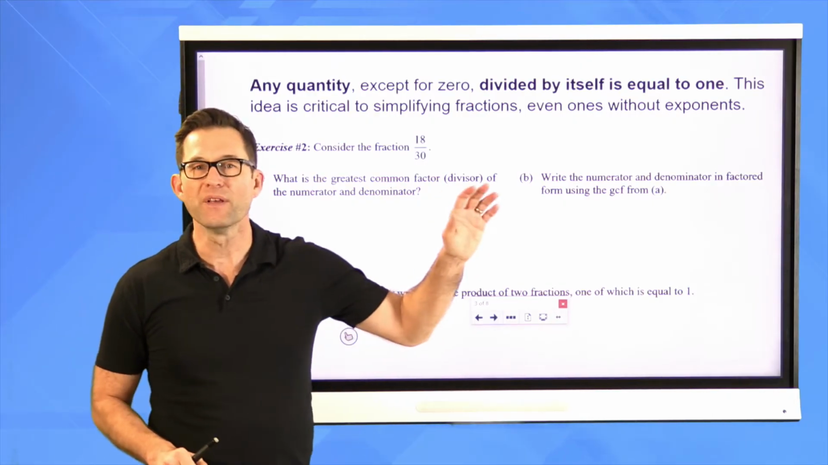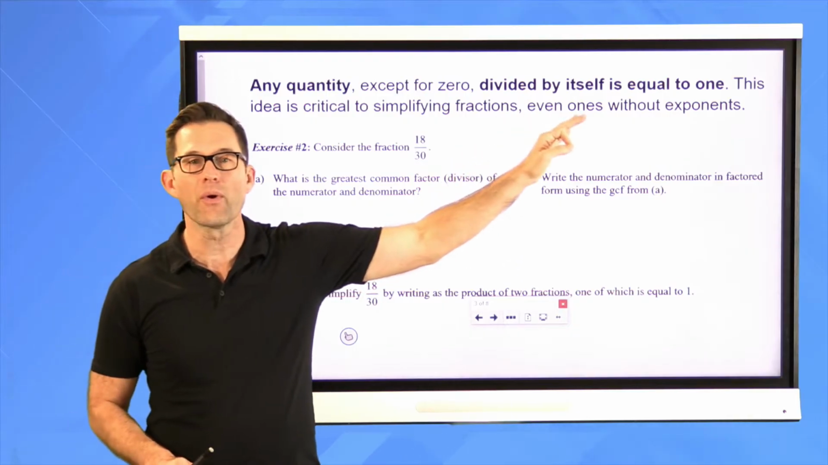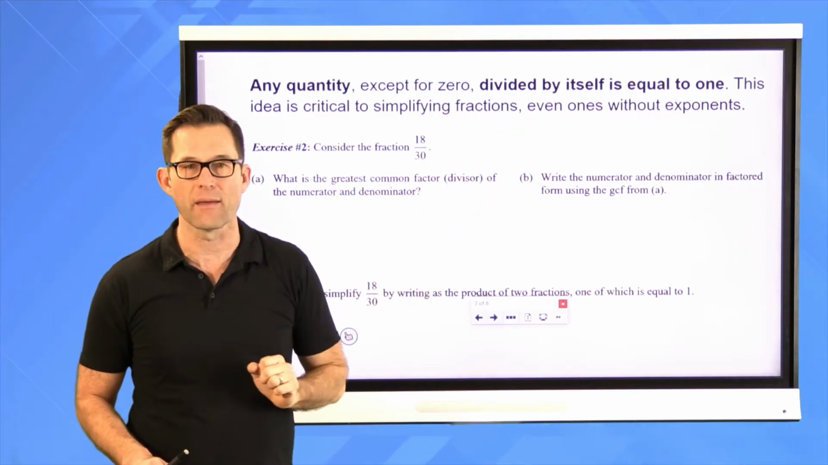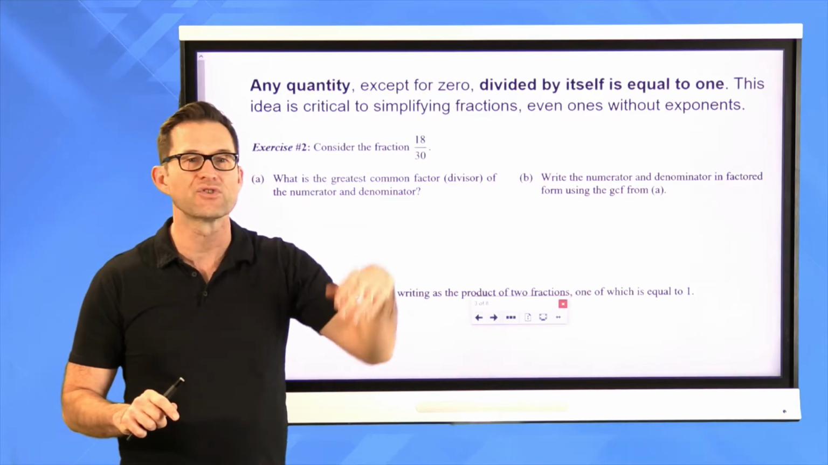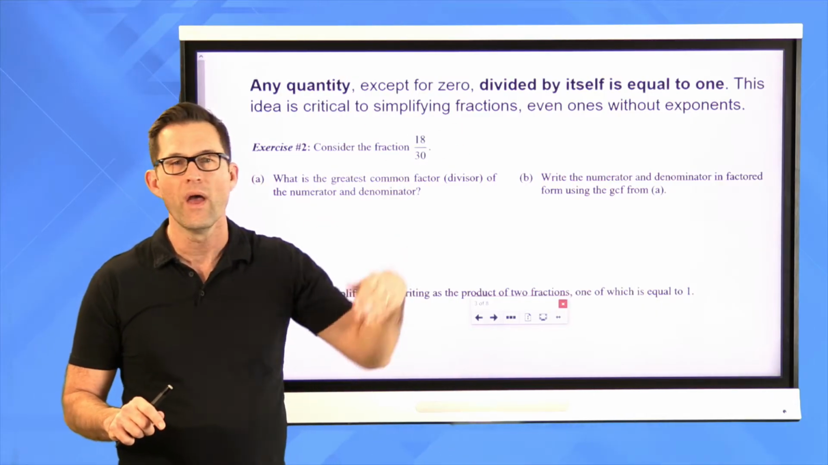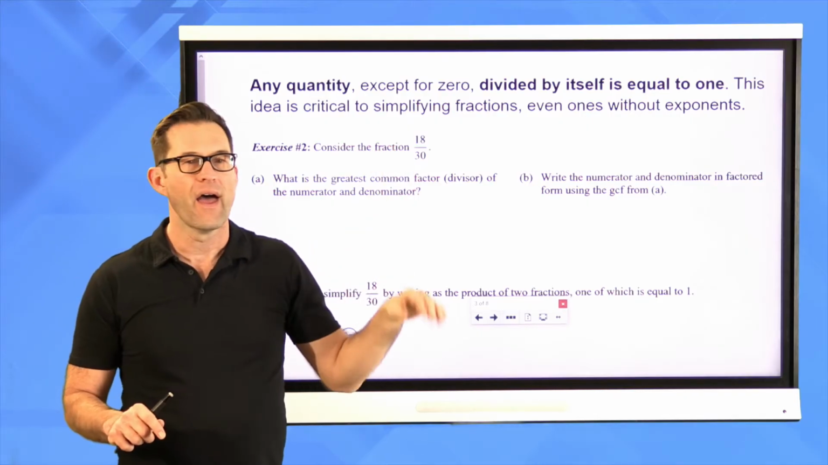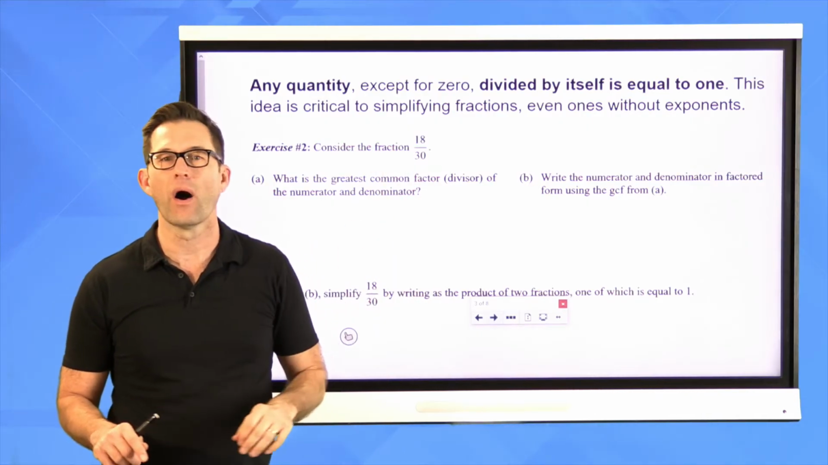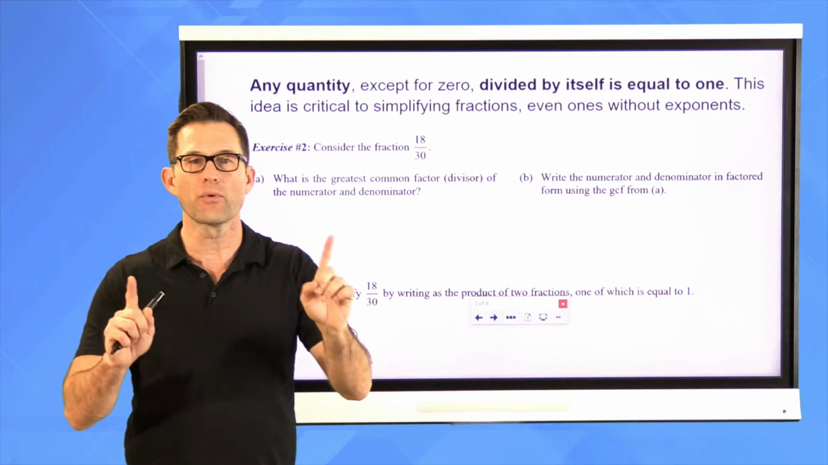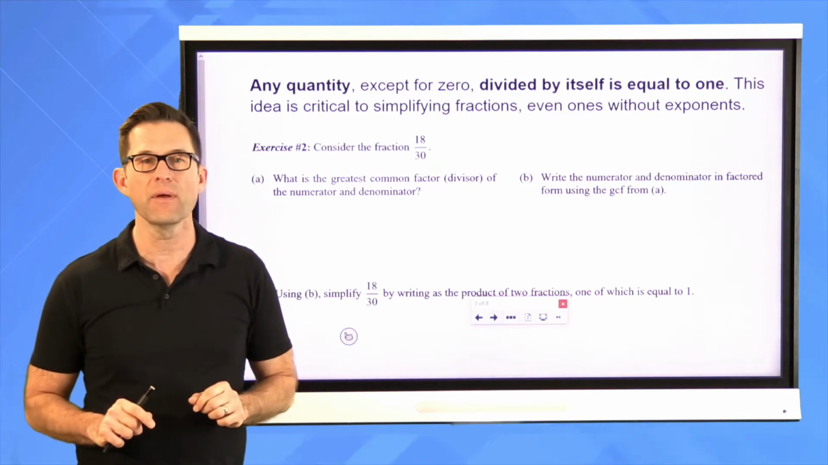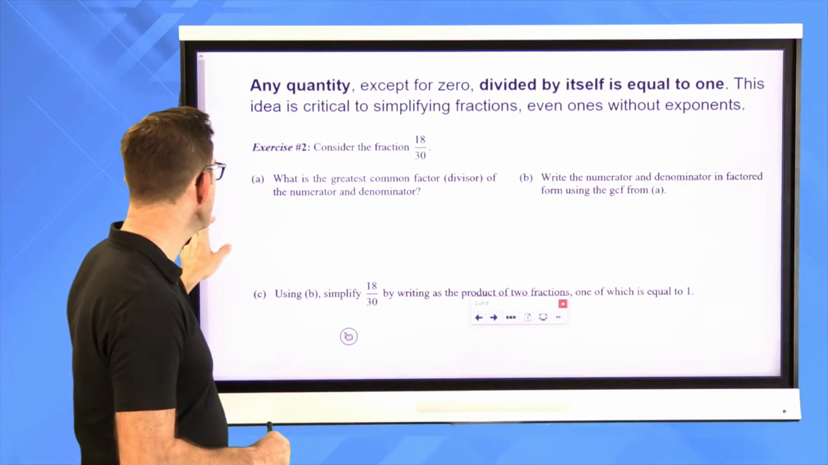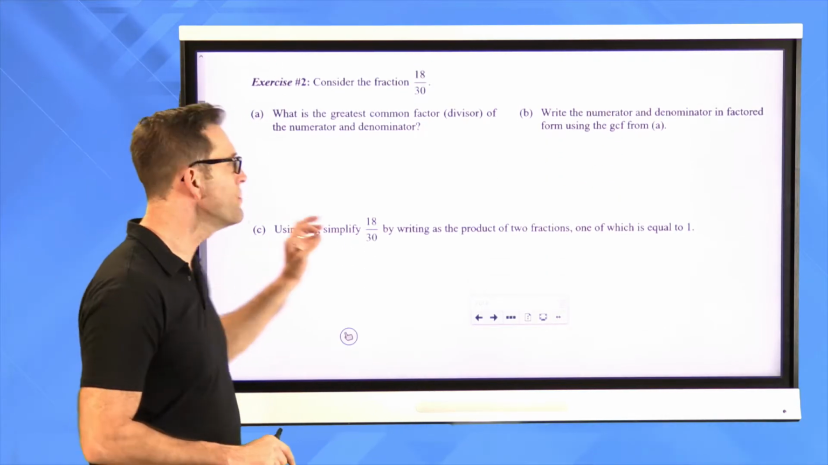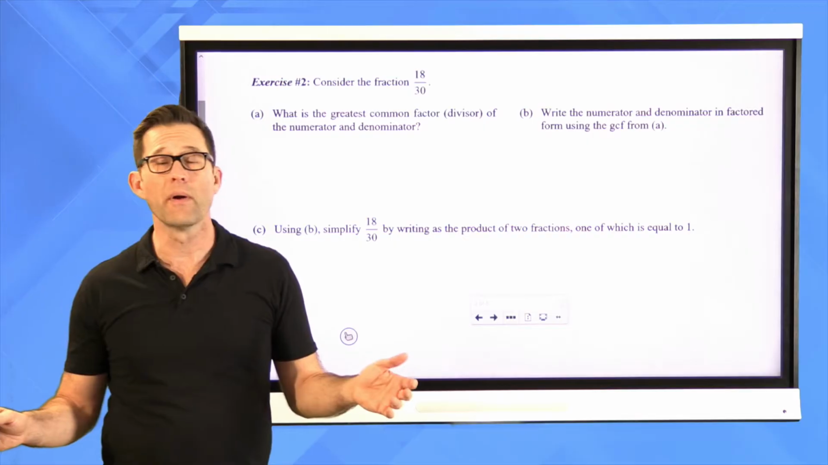Another way to put this is any fraction whose numerator and denominator are the same is equal to the number 1. X divided by x, 22 divided by 22, y over y, x times y over x times y. Any fraction whose numerator and denominator are the same expression is equal to 1. So let's see how we can use that idea to actually simplify just a normal numerical fraction.